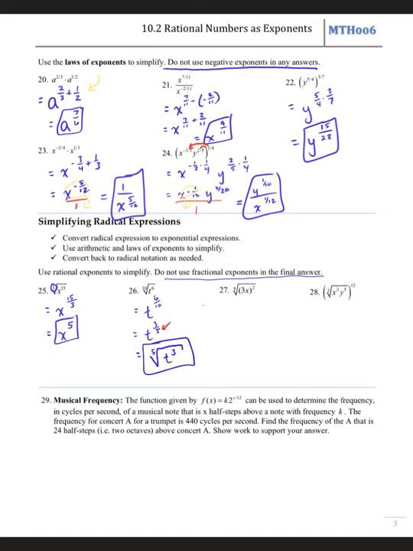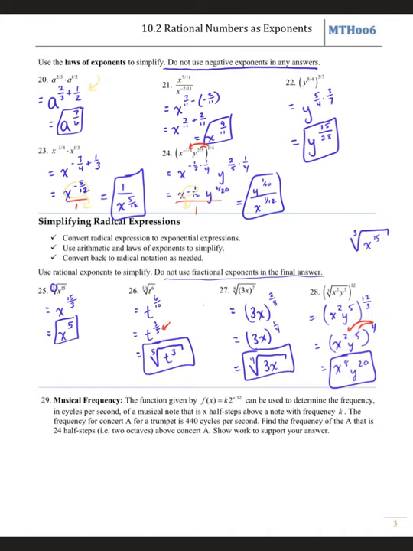Number 27, we have 3x to the 2/8 power. Well, we know this would be 3x to the 1/4 power, which again, we do not want a fractional exponent, so we could rewrite this as the 4th root of 3x. And then go ahead, I want you to pause the video, try number 28.